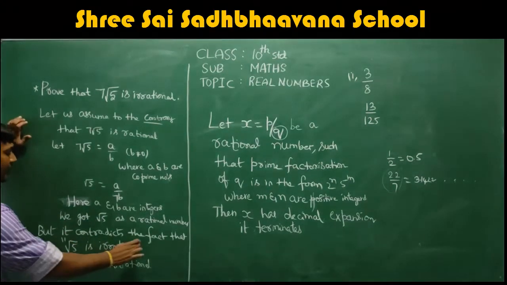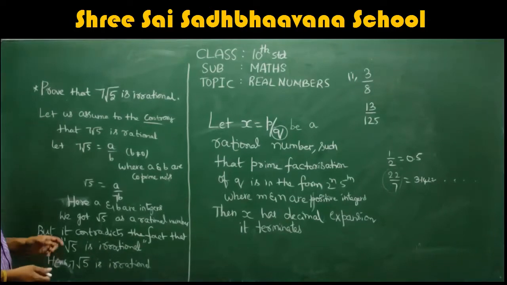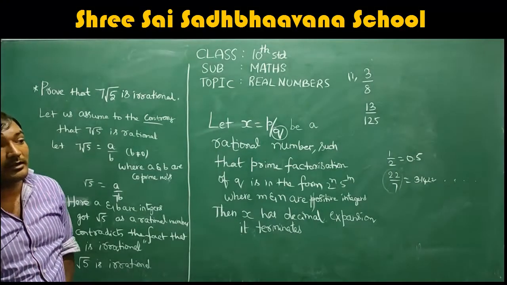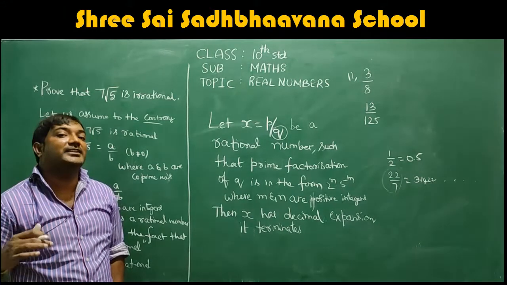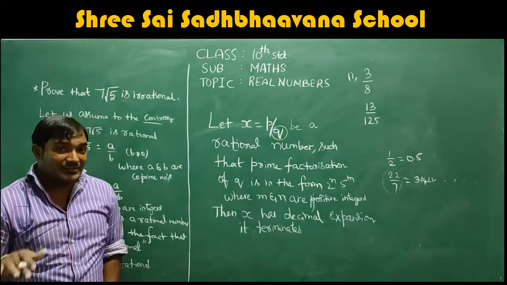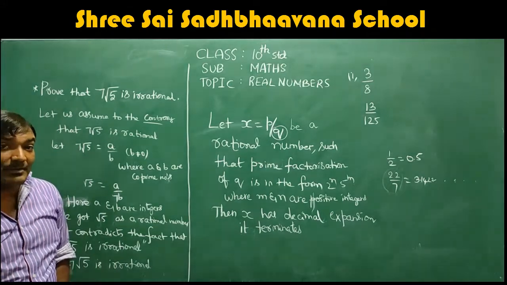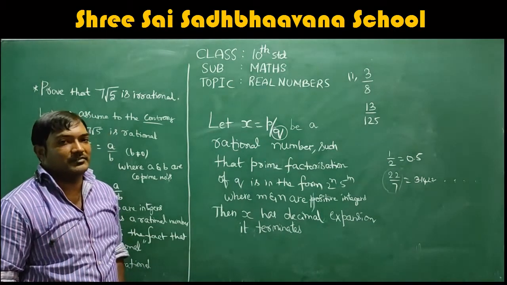So hence we can prove that root 5 is irrational. Correct? So root 5 cannot be rational, it should be an irrational number. And remember, as we told you in the other classes, any rational number multiplied with an irrational number, or added with an irrational number, or subtracted with an irrational number, that number is also an irrational number itself.